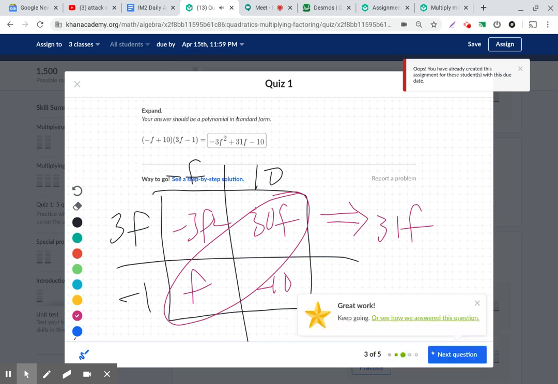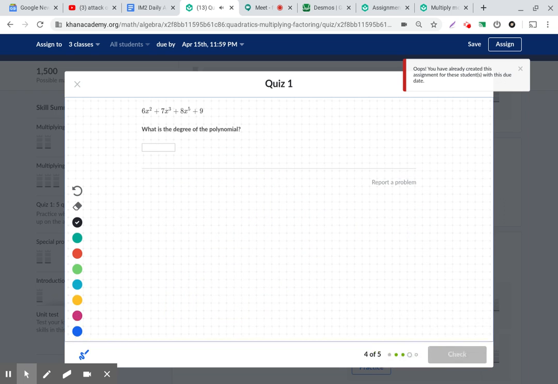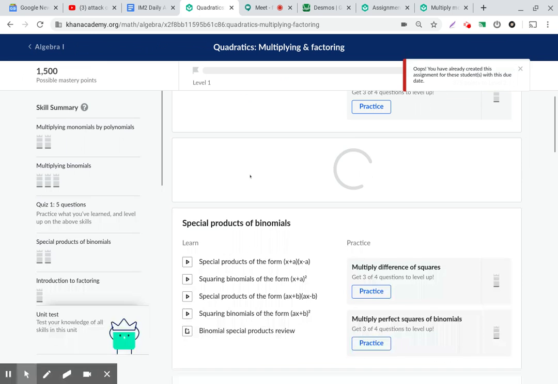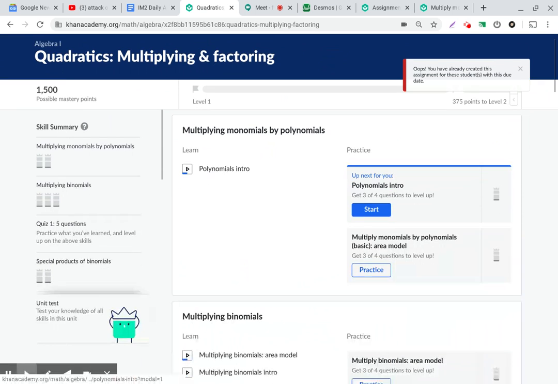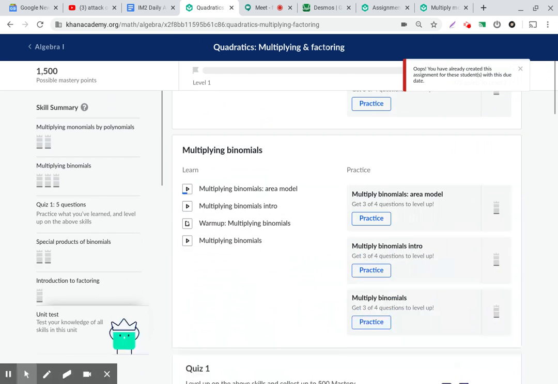Go for it. Oh, sorry, you can go ahead. Yeah, go ahead and ask your question. Okay, so yeah, sorry. I was going to say, can you just explain to me the multiply binomials intro? Yeah. Let me take a peek at that one. Multiply binomials intro. Polynomials. There we go. Okay.